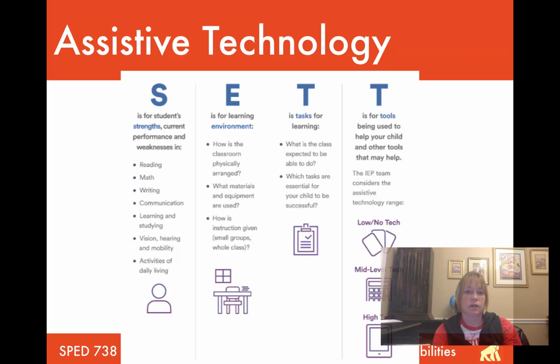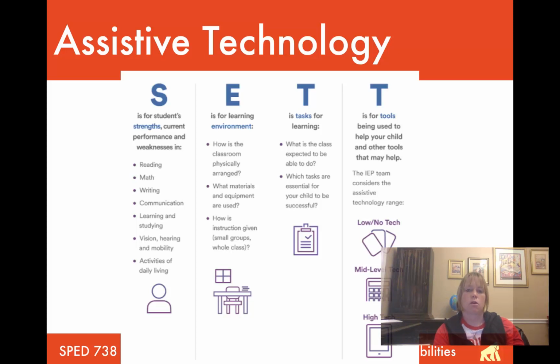The other thing that we want to really consider with these students, especially our students with physical disabilities, is assistive technology. One of the tools that we use for that, and you will learn about more as you move through your master's program here, is called the SETT framework. S-E-T-T. It stands for student strengths. E is for the learning environment, the tasks for learning, and then the tools being used.